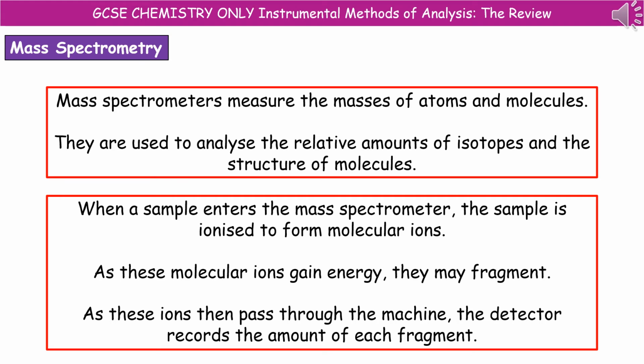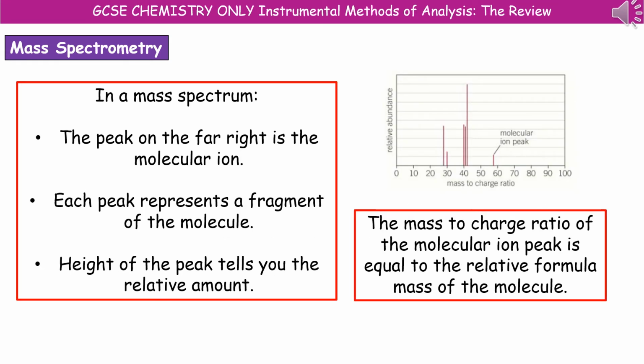Mass spectrometers measure the masses of atoms and molecules. So we use them to analyse the relative amounts of isotopes and the structure of different molecules. When a sample enters the mass spec, then it's ionised to form molecular ions. As these molecular ions gain energy, they may fragment, so break up into smaller pieces. And as these ions then pass through the machine, the detector records the amount of each fragment that we've got. The picture on the right is our mass spectrum then.